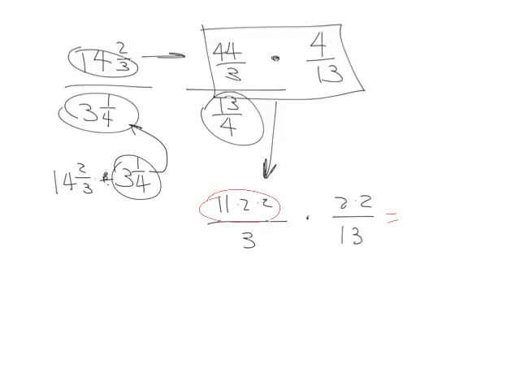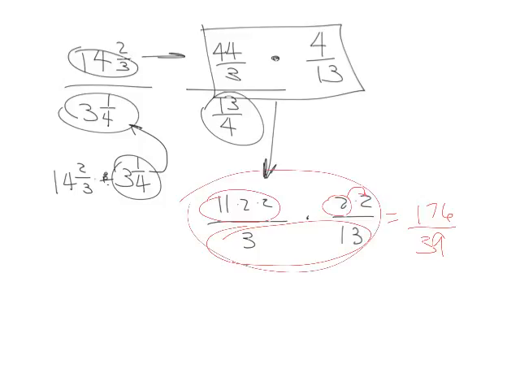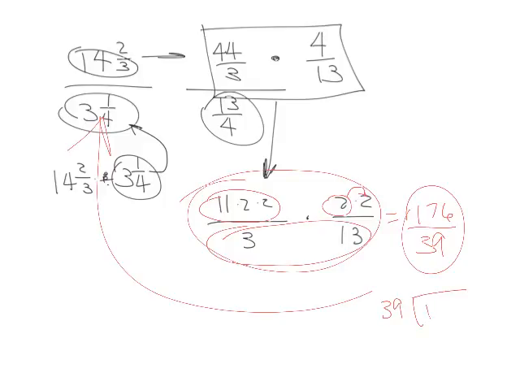So this again is 44 times 2 is 88 times 2 is 176. And then 3 times 13 is 39. Now since I couldn't cancel anything here, I know that this cannot be reduced. But because I started out with mixed numbers, I'm going to have to do 39 into 176 in order to change that back to a mixed number.